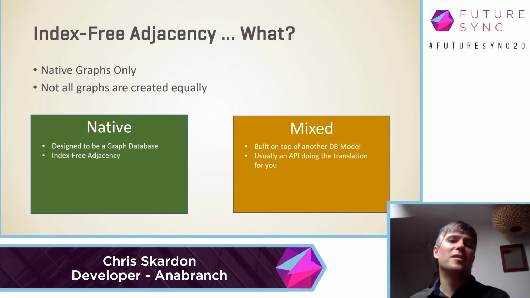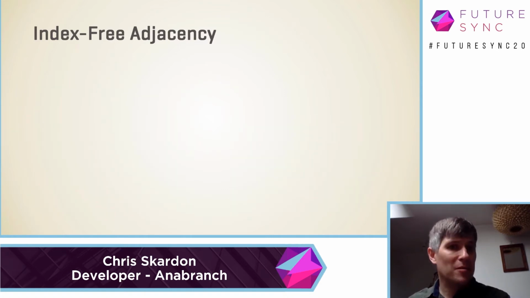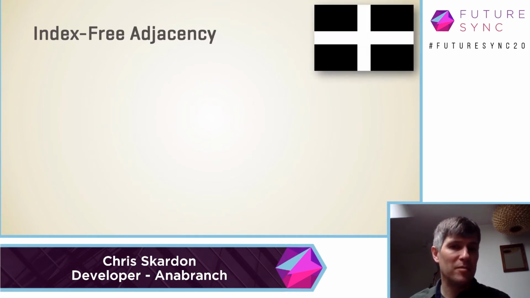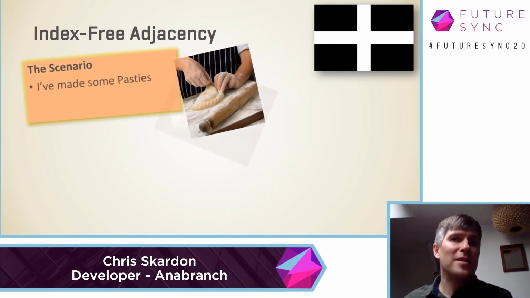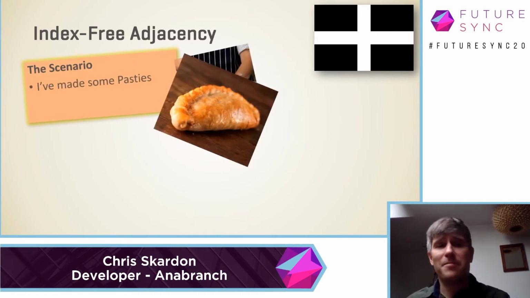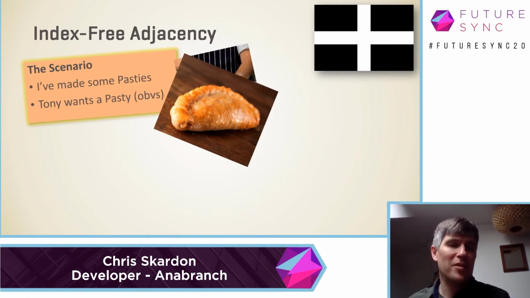Let's have a quick look at an index-free adjacency example to try and make it a bit more clear. So, I'm based in Cornwall, which is good. So the scenario. I've made some pasties. They look good pasties. And Tony really wants a pasty. Obviously, he wants a pasty.